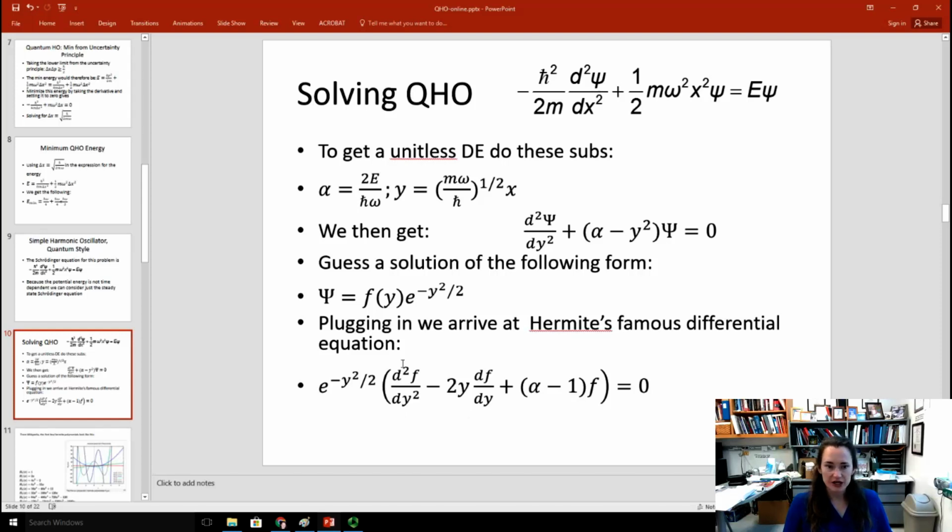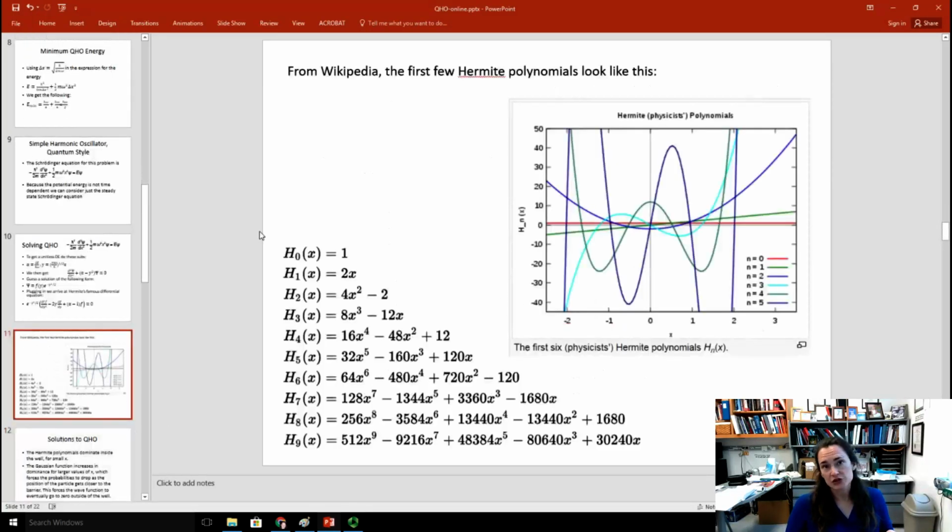But this differential equation right here with the second order derivatives of f, neglecting this e to the minus y squared over 2 out front, that's actually a very famous differential equation. And it was solved by Hermite. And the solutions to that differential equation look like this. So these are the Hermite polynomials.